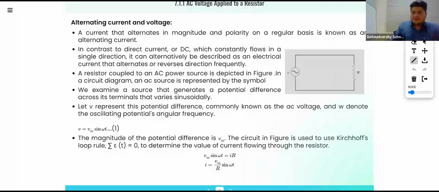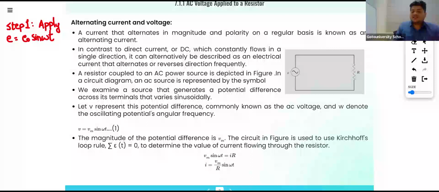First step, we will apply step 1. E is equal to, you can use E, you can use V, no problem. E is equal to E naught sine omega t.